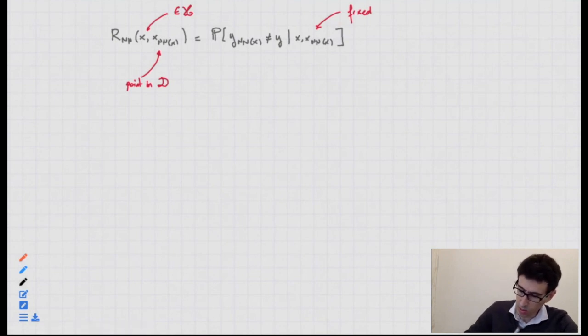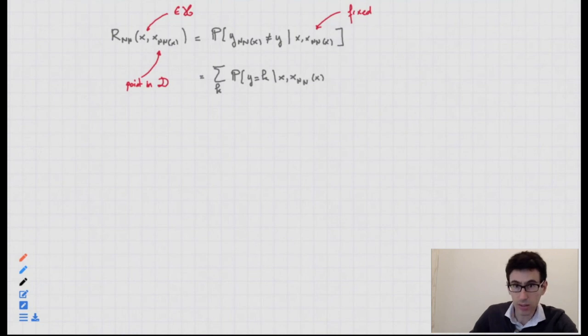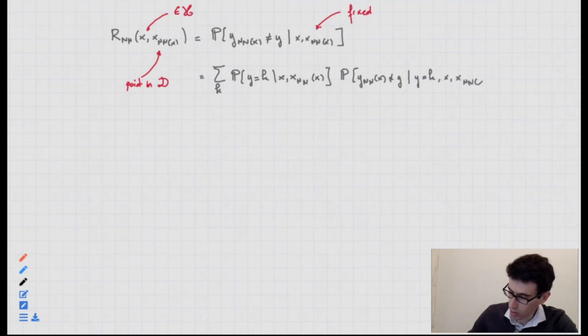So if you make explicit what this quantity is, it is the sum over all possible values k taken by the label y, probability of y equal to k, given x and given x nearest neighbor of x, times the probability that the label of the nearest neighbor of x is not equal to y, given y is equal to k, x, and x nearest neighbor of x.